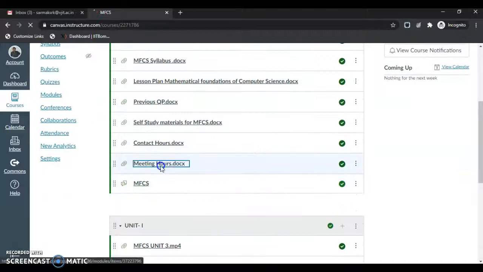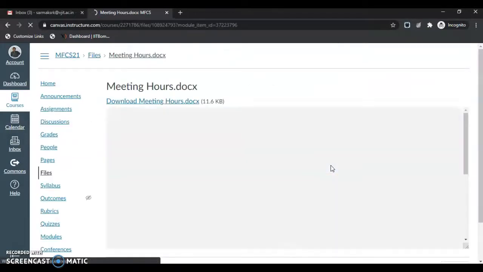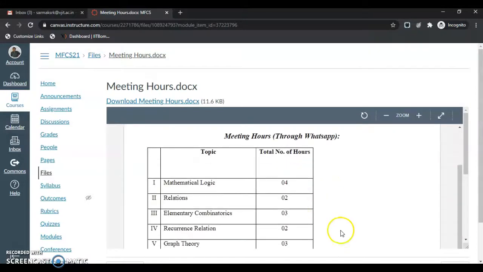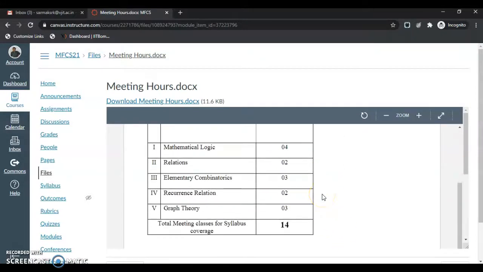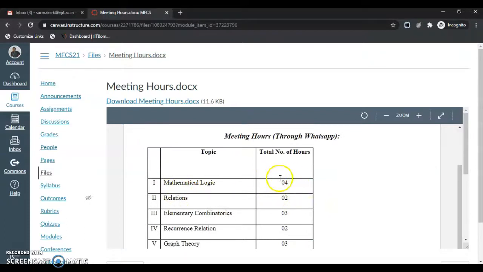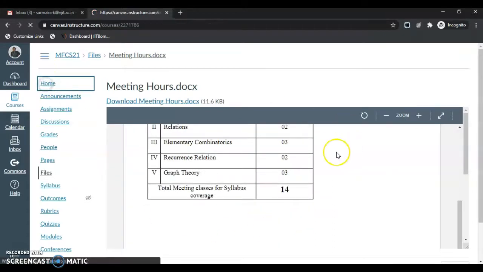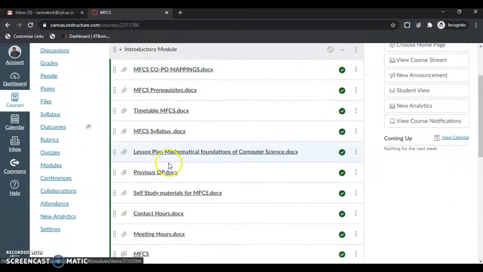So coming to the meeting hours, per week I'm going to have one meeting hour for the session, for the section. So total for this, as I have mentioned here, for only one section. For the first unit I have given 4 meeting hours through WhatsApp, and for the second unit I have given two classes. Like this, I have given a total of 14 hours as meeting hours for the session.